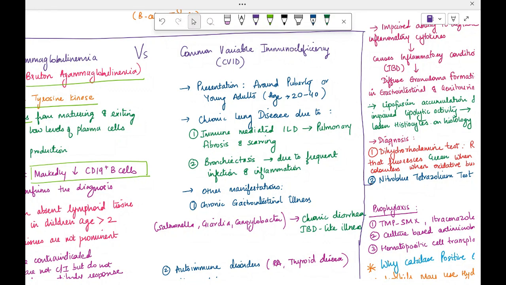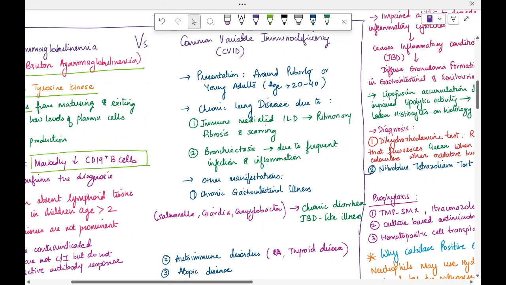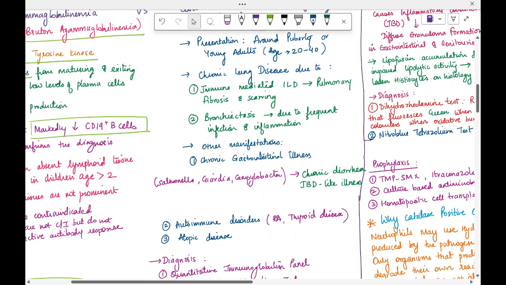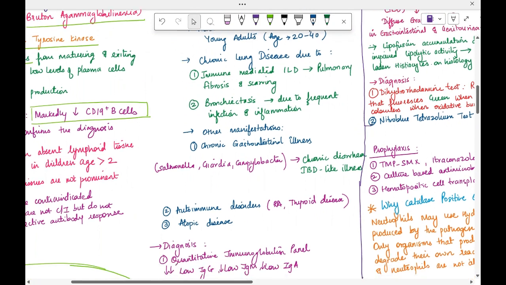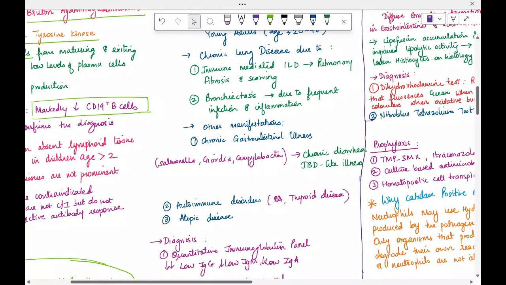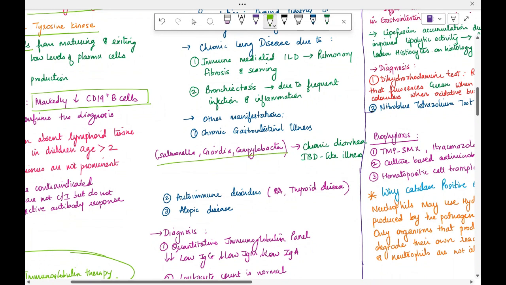So you may have a patient who is around the age of puberty, like 17, 18 years, or a young adult, that is 20 to 40 age, like a 35-year-old male. Okay, so he is coming to you with chronic infections, like chronic GI illnesses, chronic diarrhea, IBD-like illness, chronic infections with Salmonella, Giardia, Campylobacter.